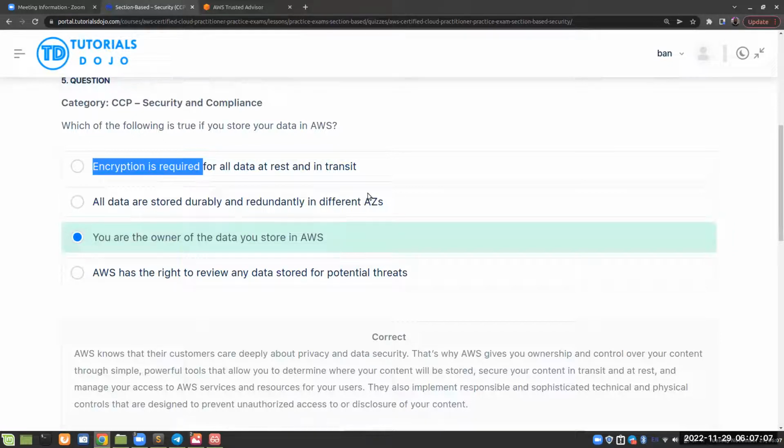Encryption here is, data at rest means when you store, let's say, a file in an S3 bucket, that means that data is at rest, it's sitting there.